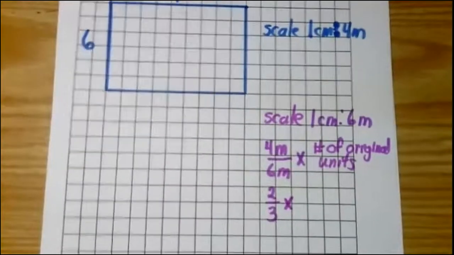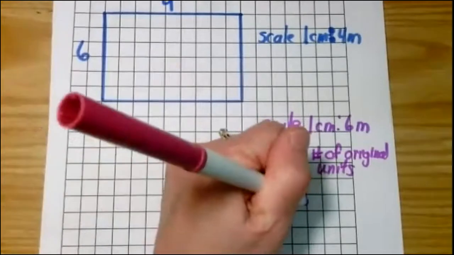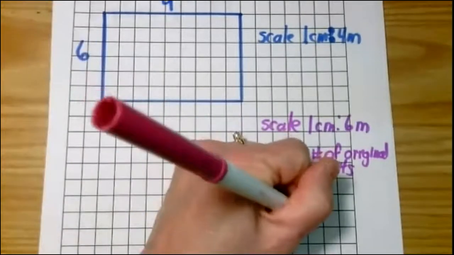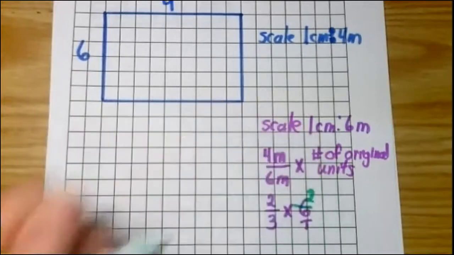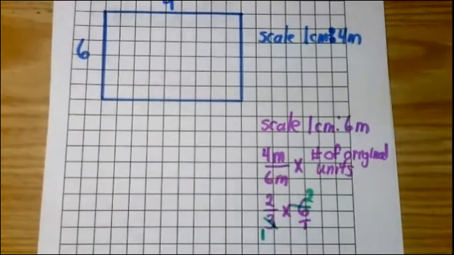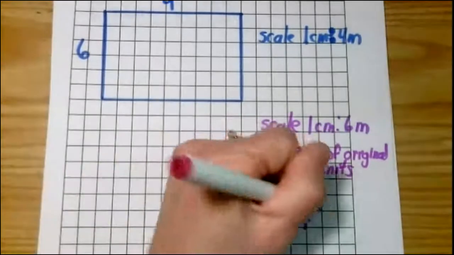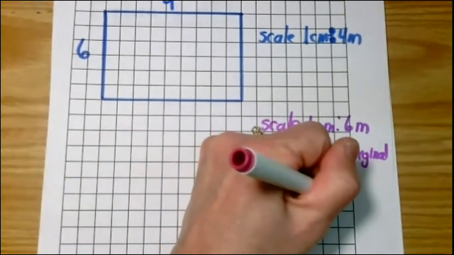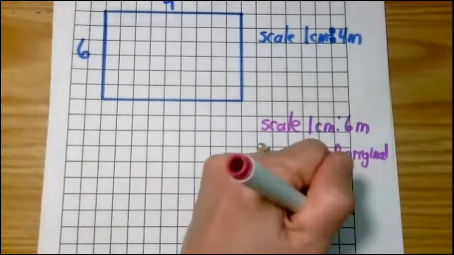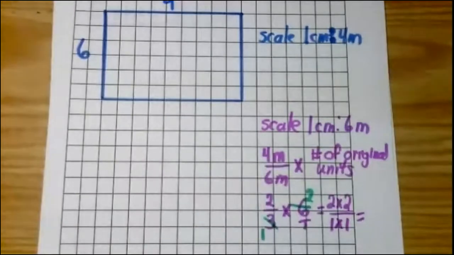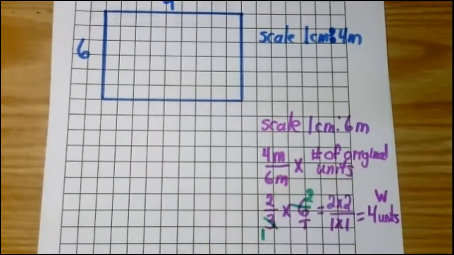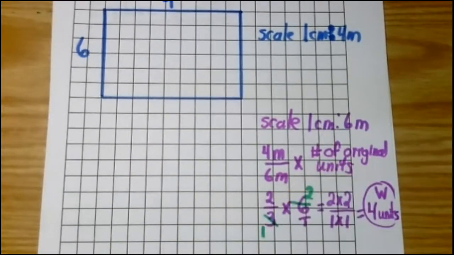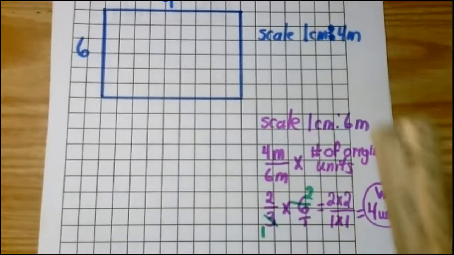So we have to do length and width. Here's our width. The number of original units was 6, or 6/1. And then we can cancel some things out here. The 3 will go into 6 2 times. The 3 will go into itself once. So now I'm left with, on the top, 2 times 2, and on the bottom 1 times 1, which is the same as 4 units. So 4 units. That's my width. I'll put a W by that, so remember. So we can go ahead and draw that 4 units width for our new drawing.